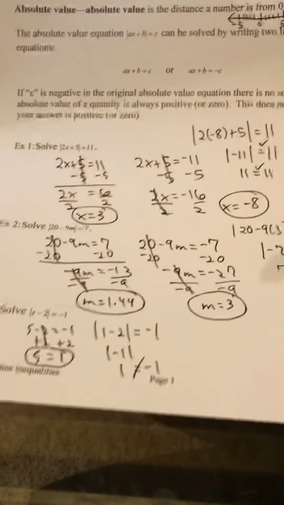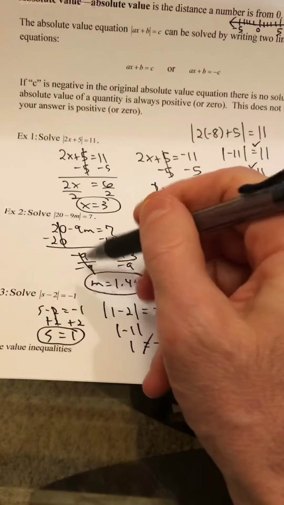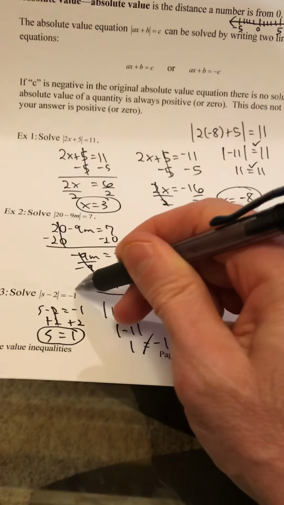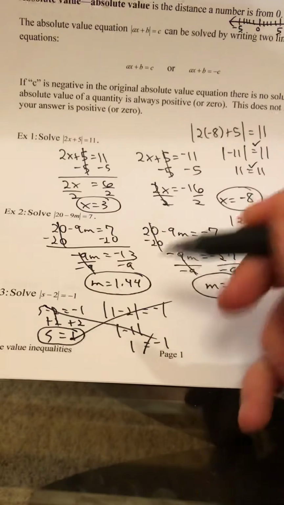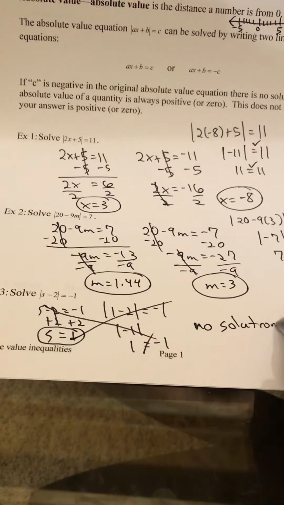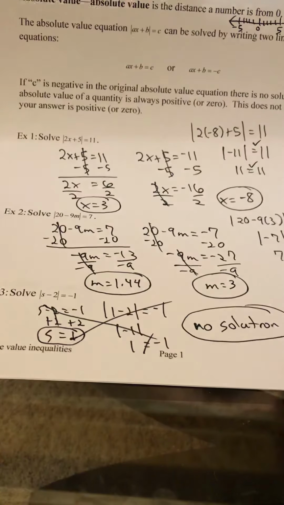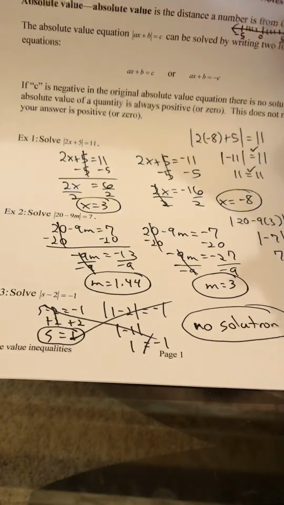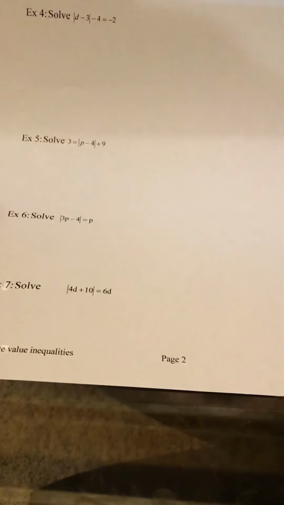So that's why in the future, if you see a question like this where the absolute value equals a negative in the original problem, you do not have to do any work at all. You can just tell us there is no solution. So there are the examples on the first page.